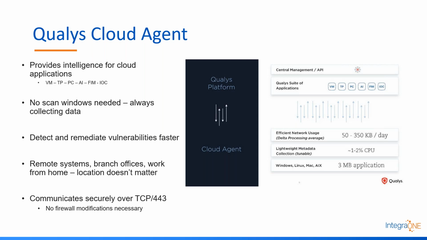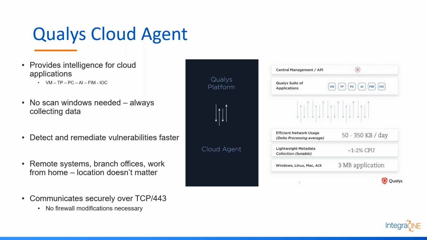So the cloud agent is going to take inventory of the asset and communicate with vulnerability management, threat protection, policy compliance if you have these modules, the asset inventory, file integrity monitoring, indicators of compromise. This is really the source of intelligence here. Now I've noted no scan windows needed, always collecting data.